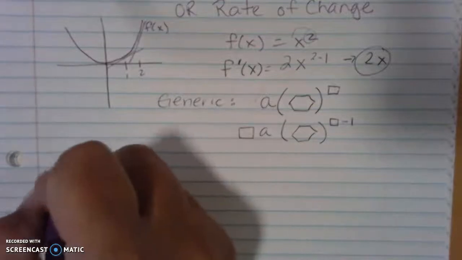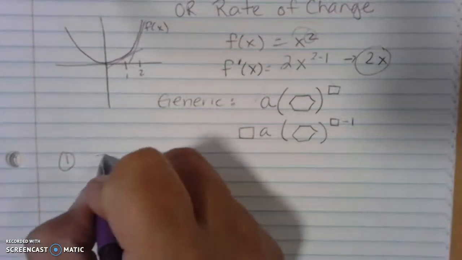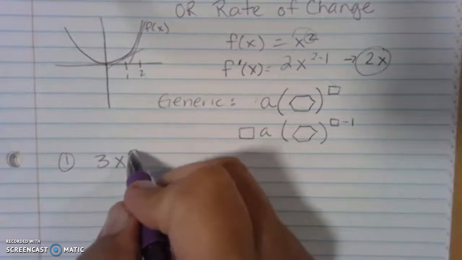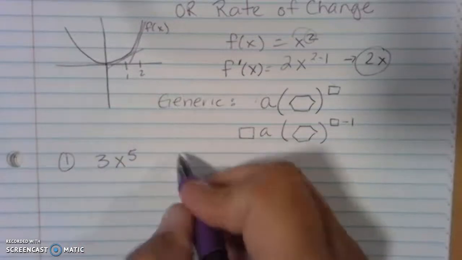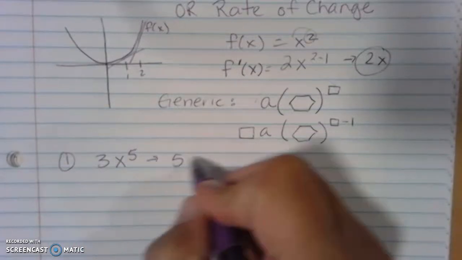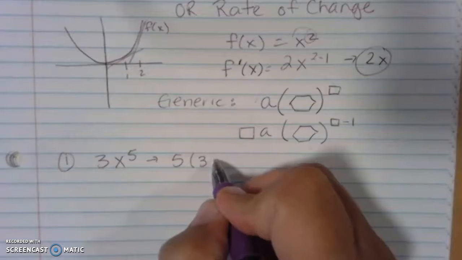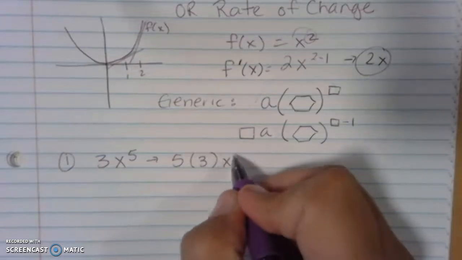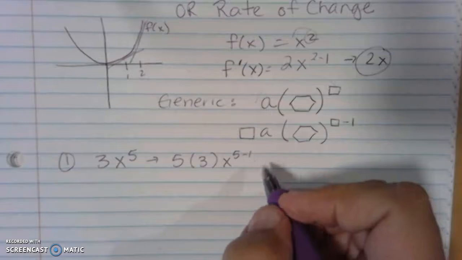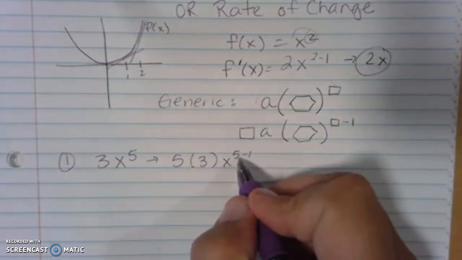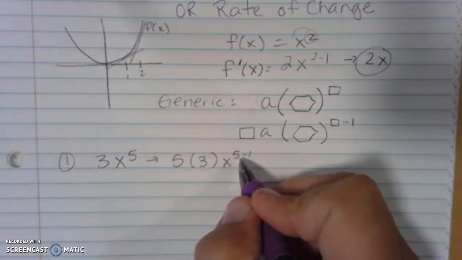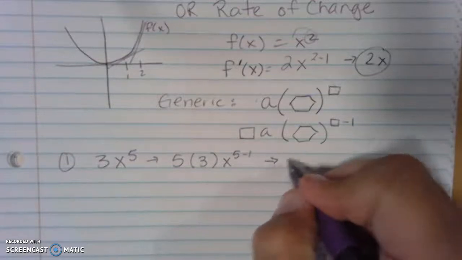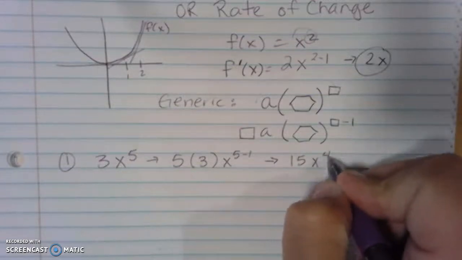I have 7 little examples for you. Let's say I have 3x to the 5th. Okay, all we're going to do is take this 5 and move it to the front. So this is going to be 5 times 3x to the 5 minus 1. So with the derivative, the exponent goes down by 1. Okay, so my answer is going to be 15x to the 4th.